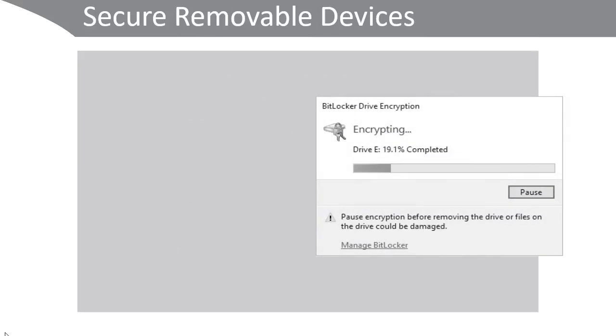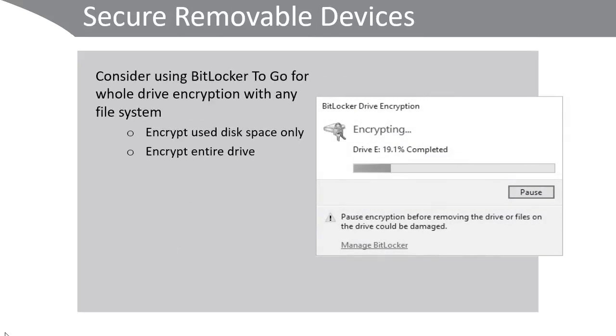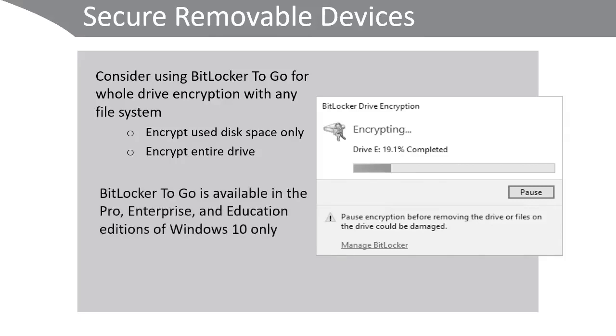Standard users can secure removable devices using BitLocker To Go. This provides for whole drive encryption using any file system. When you enable BitLocker To Go encryption, you can encrypt used disk space only, or you can encrypt the entire drive. Note that BitLocker To Go is available on Windows 10 Pro, Enterprise and Education editions.